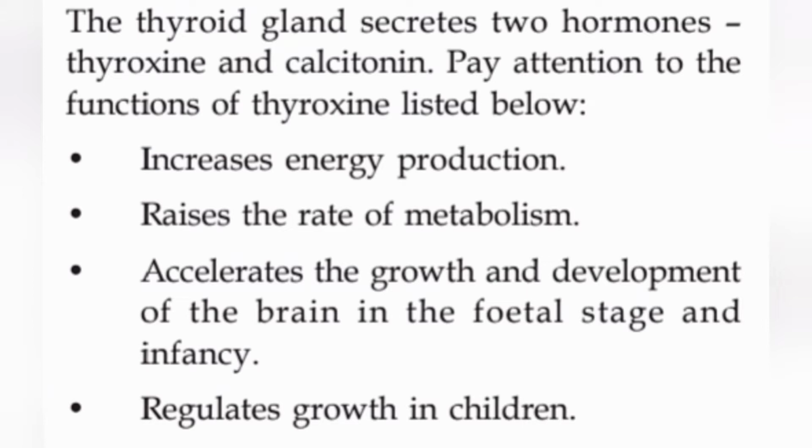The thyroid gland is a butterfly-shaped gland. It consists of two lobes and it can be seen in front of the neck just below the larynx. The larynx is otherwise called the Adam's apple.